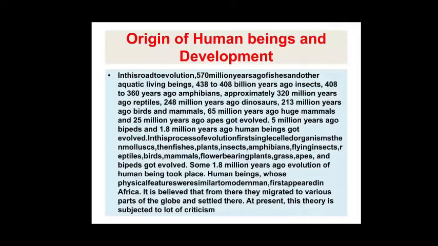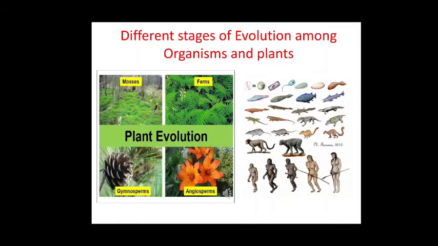Prokaryotes. Then molluscs, then fishes, plants, insects, amphibians, flying insects, reptiles, birds, mammals, flowering plants, grass, and many more evolved. Some 1.8 million years ago, the evolution of human beings took place, human beings whose physical features were similar to modern man. Already we have seen that the first human being appeared in Africa.